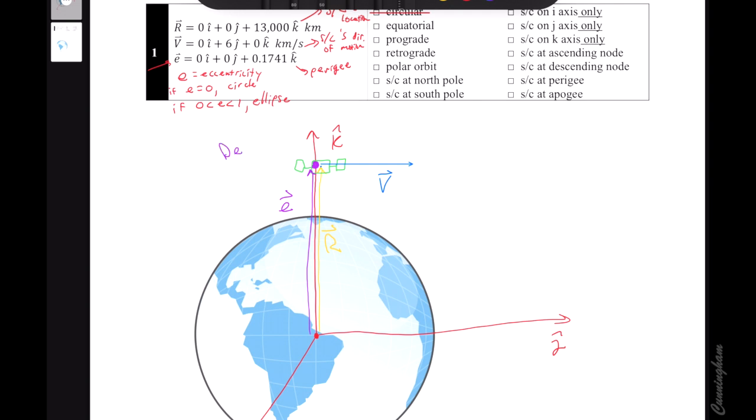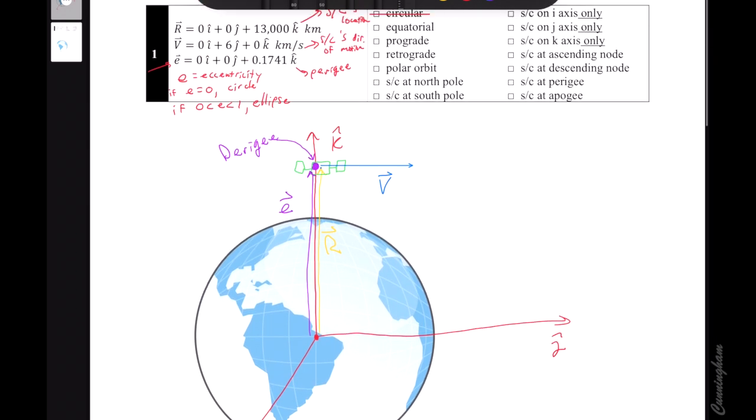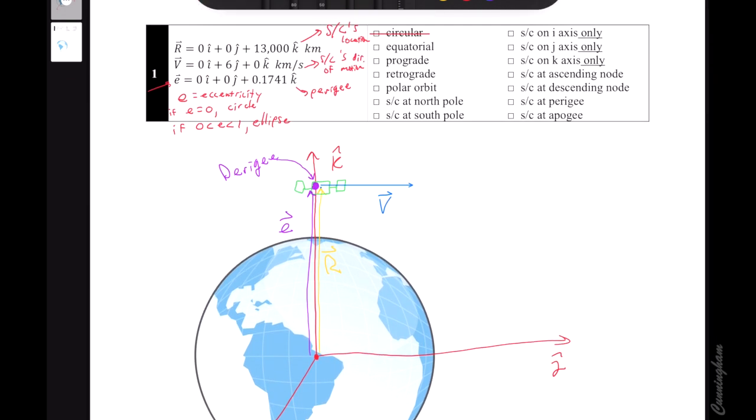So what that's telling us, and I'm just going to make a dot here and label, is that perigee is right there at the end of this little purple arrow, aka the eccentricity vector, and our satellite's right on top of that. So we kind of have a complete picture here. Let's start marking off things that we know to be true versus untrue.